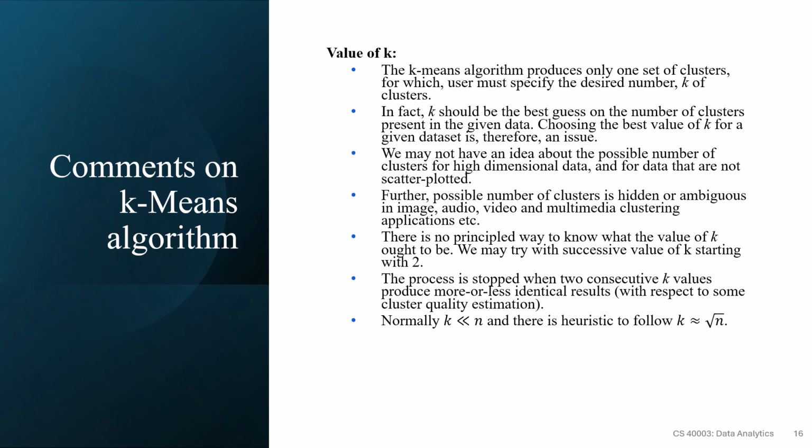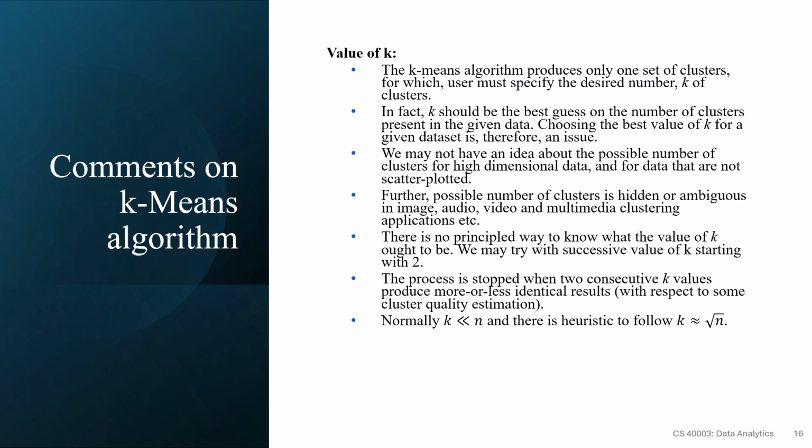In the k-means algorithm, how is the value of k determined? The k-means algorithm produces only one set of clusters, for which the user must specify the desired number k of clusters. In fact, k should be the best guess on the number of clusters present in the given data. Choosing the best value of k for a given data set is therefore an issue.